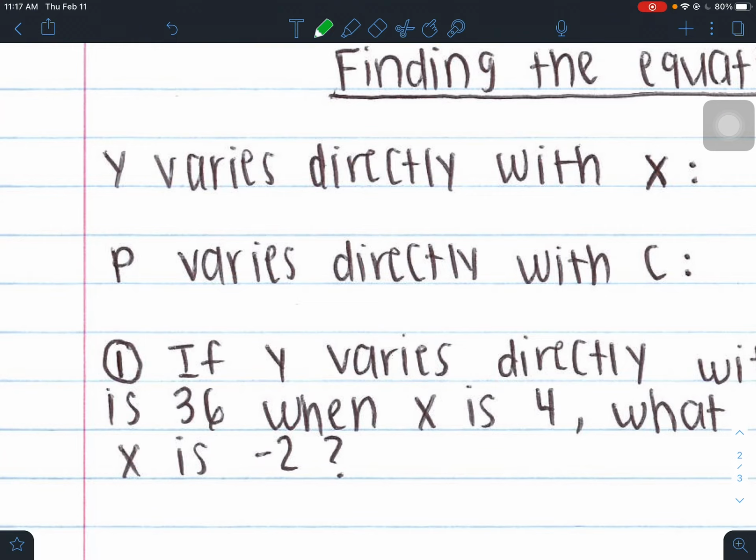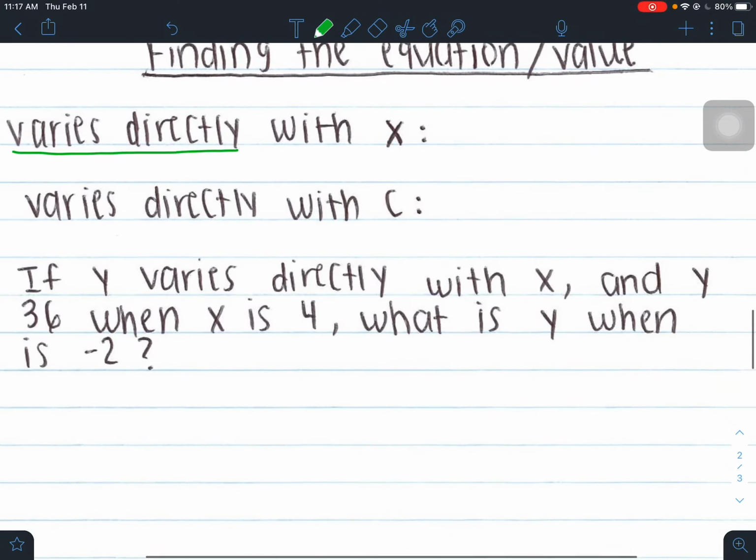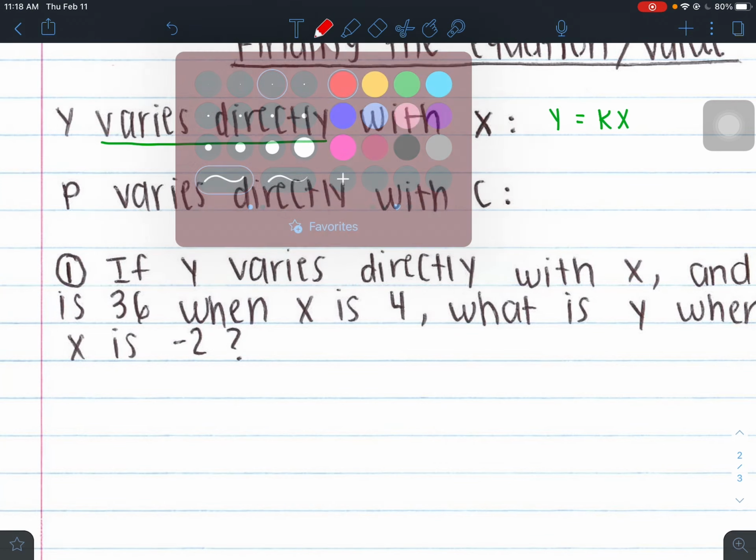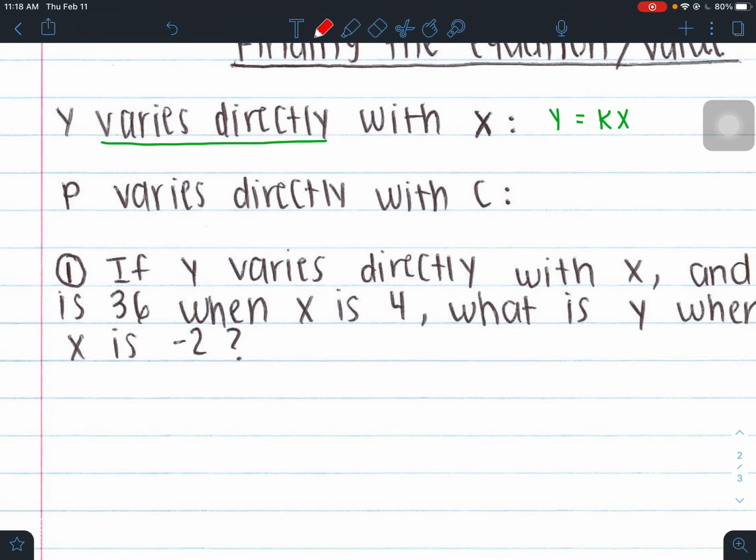If it says y varies directly with x, then that equation is going to be y equals kx. Whatever variable comes first in the equation. So y comes first in the equation, and then it says it varies directly, which is the k part, with x, and x comes second or last in the equation. So you're kind of reading it left to right. So let's go ahead and translate the second one. P varies directly with C.